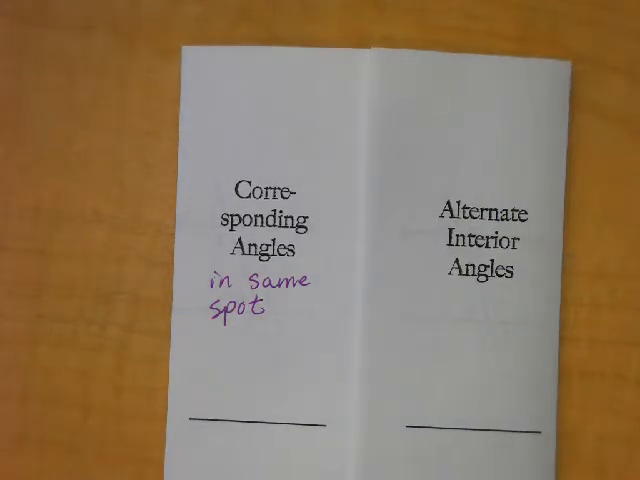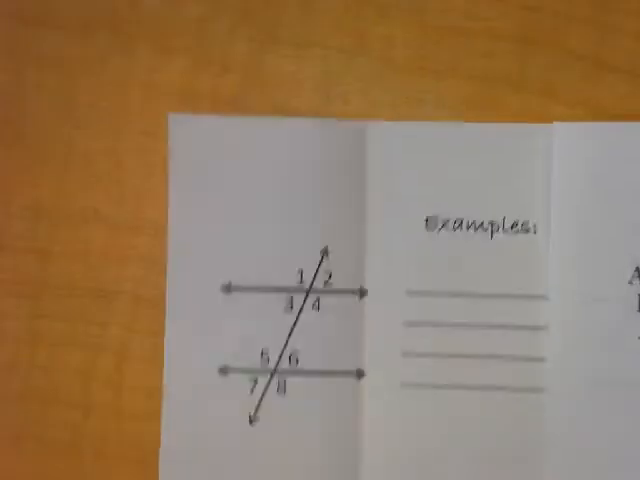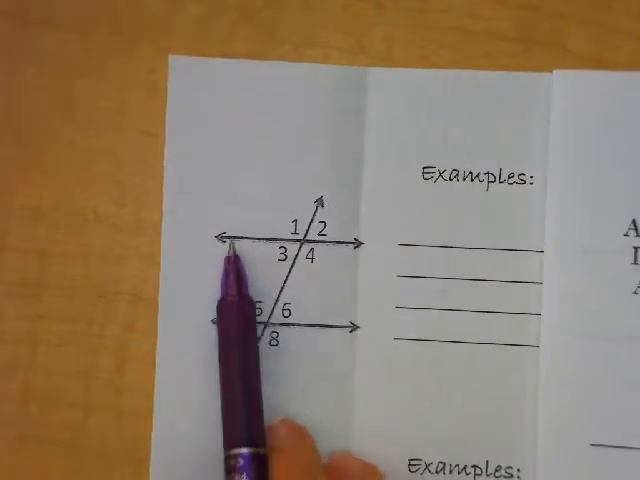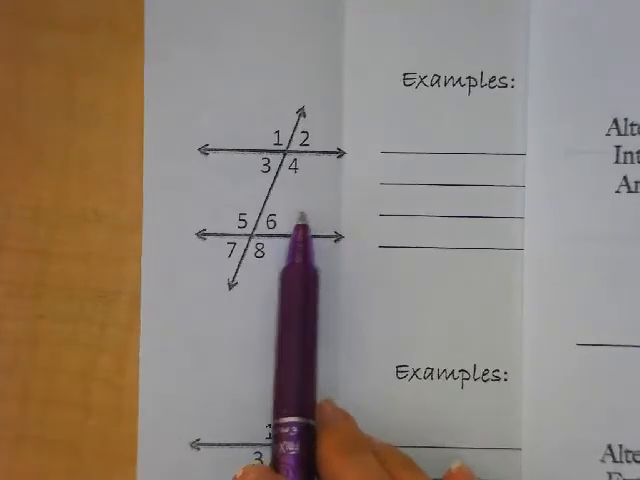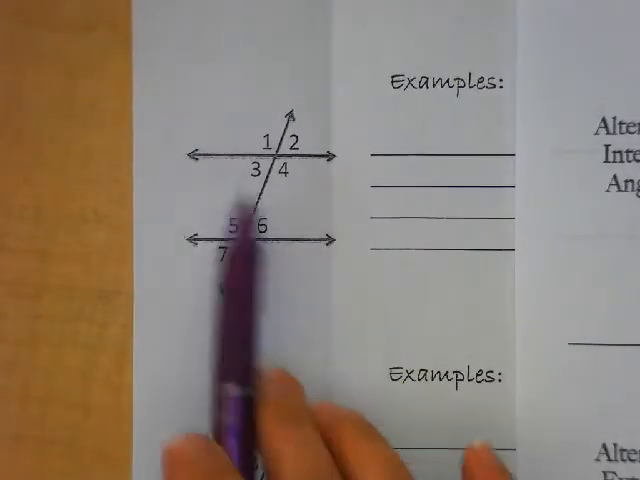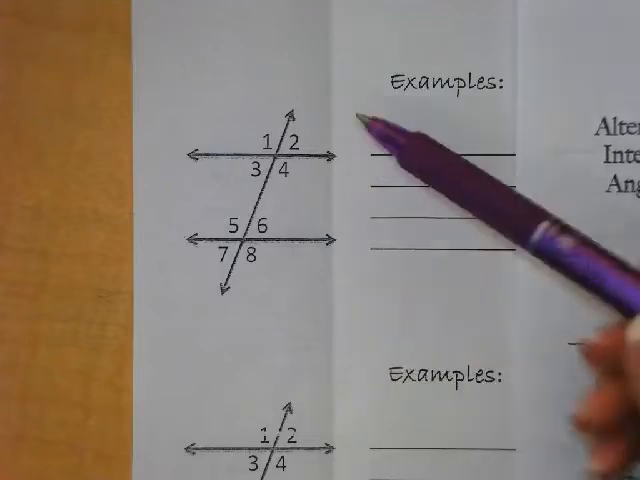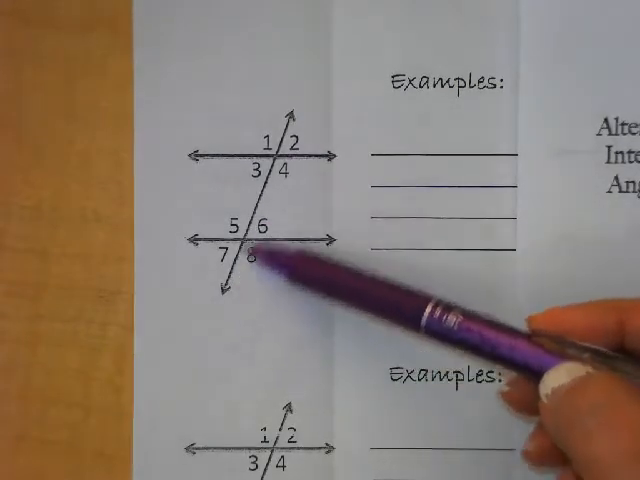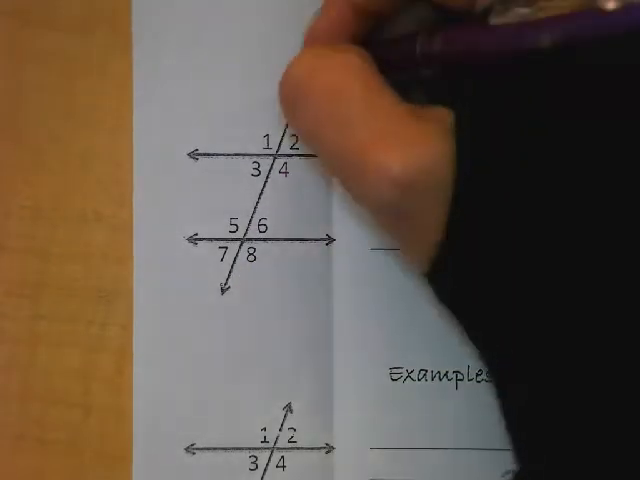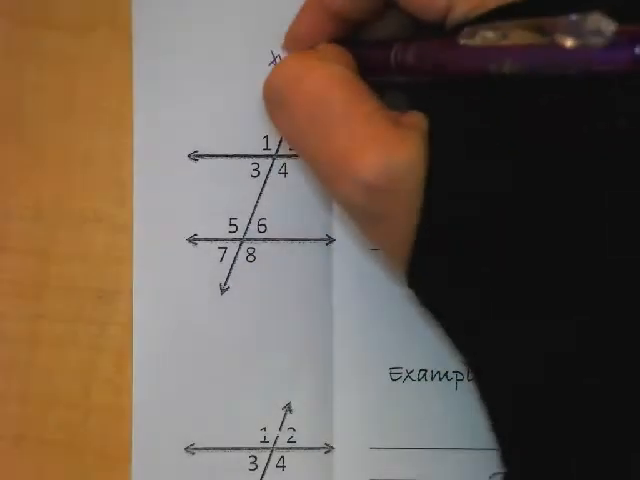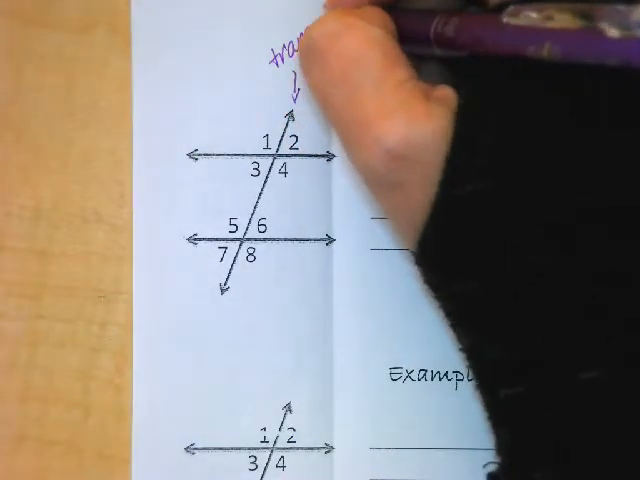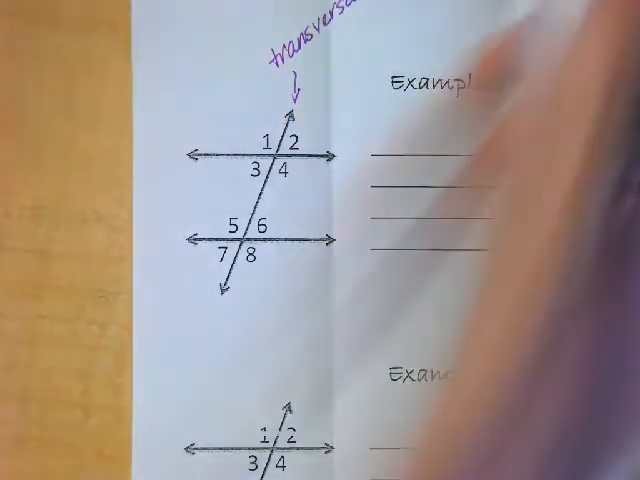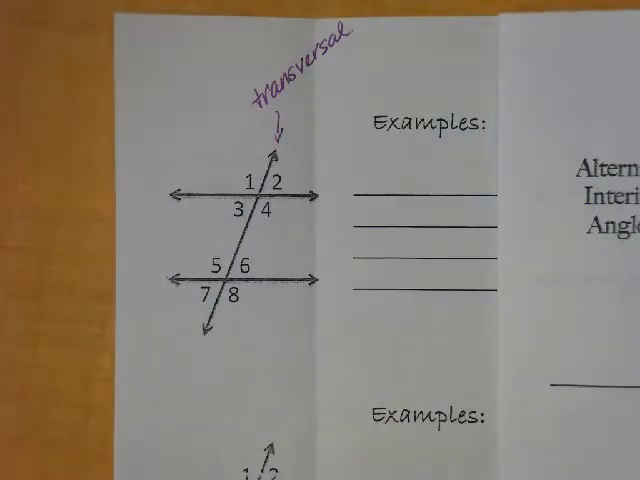So when we talk about these things today, I got a couple new vocabulary words for you. We're going to talk about parallel lines, right? Parallel lines are two lines that never ever touch. And they're going to have a line that intersects them. This is called a transversal. It is a line that intersects two parallel lines.